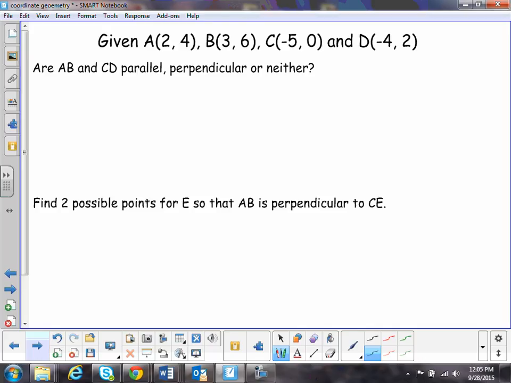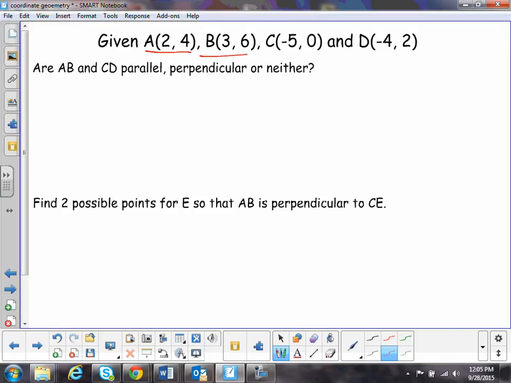Okay, so for the first one, it says, are AB and CD parallel, perpendicular, or neither? Alright, so what do we have to use in this situation? You do rise over run, you can graph them, or you can just use that formula that we were talking about. So for AB, this one and this one, I'm going to just do that formula.